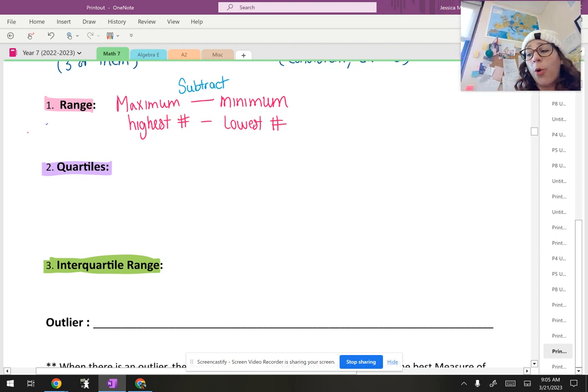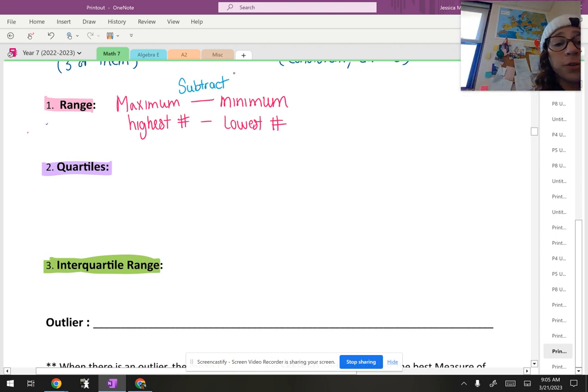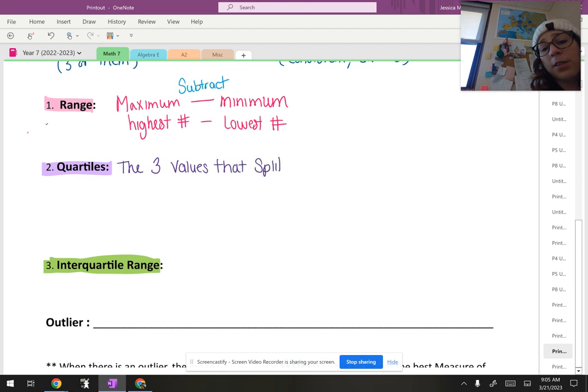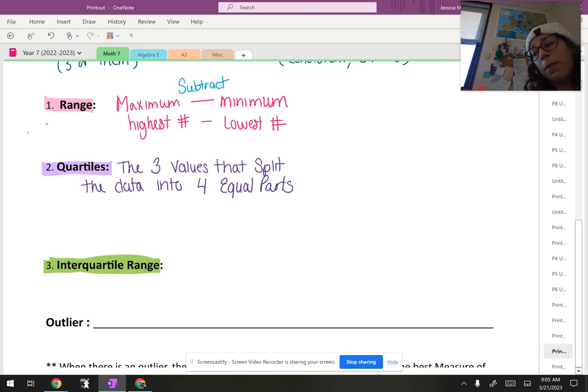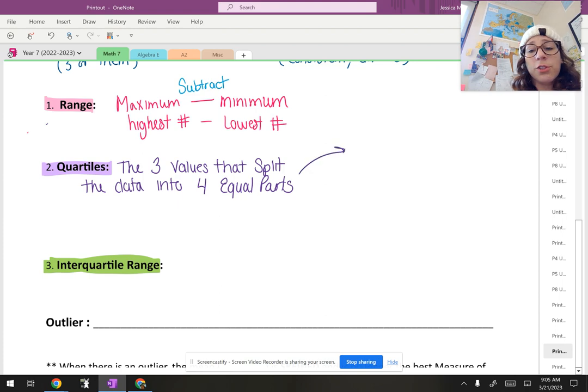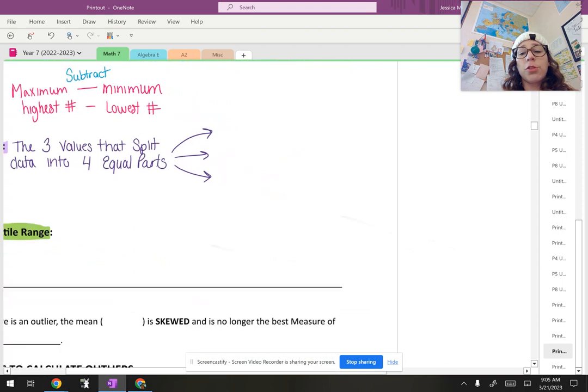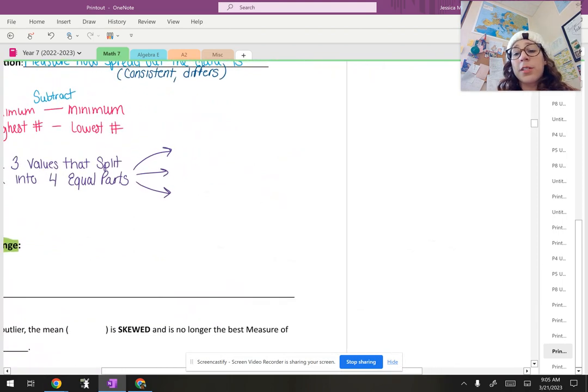Up next, we have quartiles. And quartiles are the 3 values that split the data into 4 equal parts. Now, that might sound a little sketchy because you're like, if you're splitting it into 4 equal parts, shouldn't you need 3 things? But we're going to sidebar real quick.